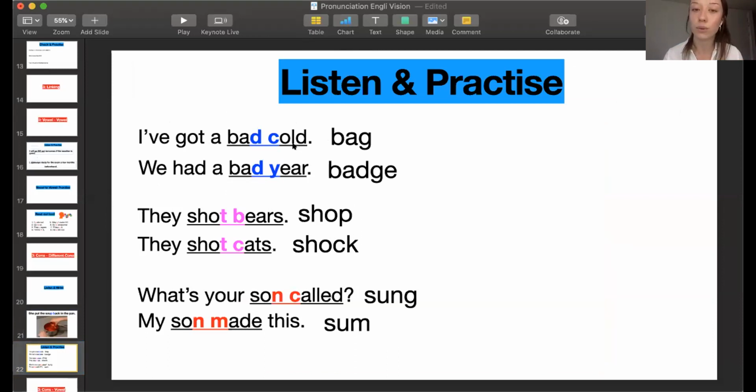Bad cold. Bad year. Sounds like badge. Bad year. Shot bears. Shot cats. What's your son called? Son. My son made this. So we almost don't say that, no. We go straight to, son made this. My son made this. So when there's two consonant sounds that are different next to each other, the first sound changes.